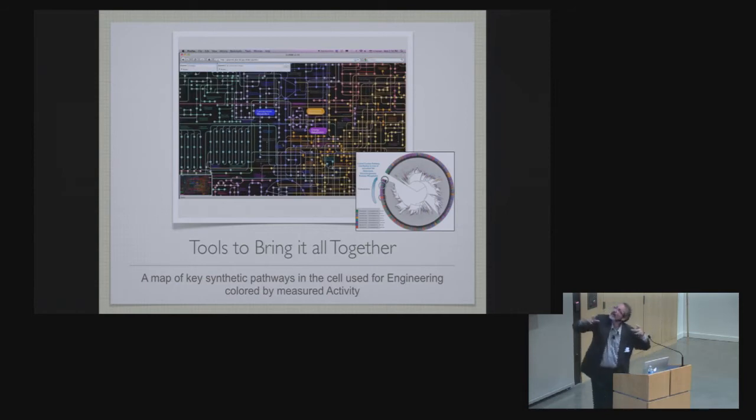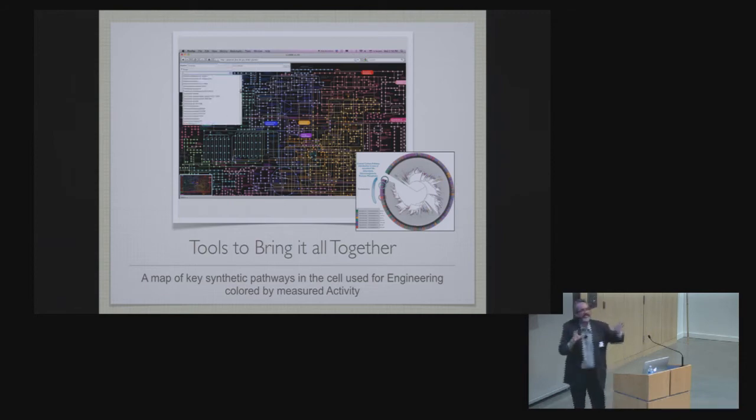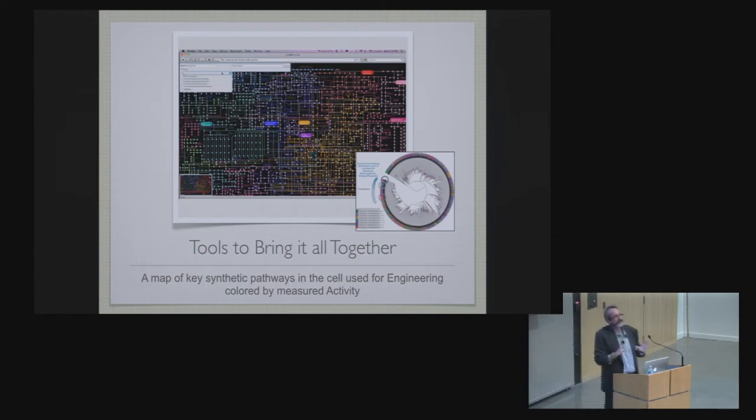So we're at a point now where we have the wherewithal to navigate through this. But the tools for using this for prediction and design are still lagging behind. So my argument is we have to make this work. And I'm going to try to tell you how we're going to do it.